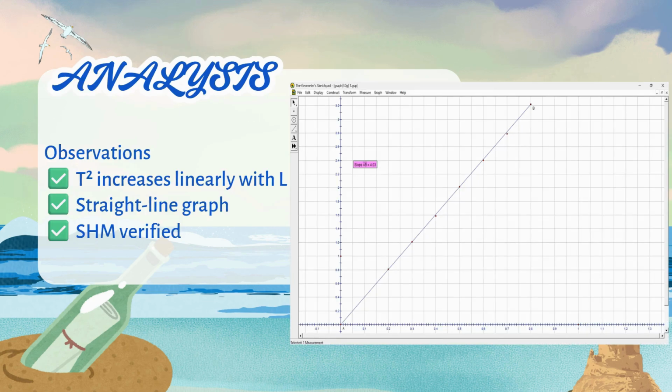From the graphs, we can clearly observe a linear relationship between T squared and the pendulum length. As the pendulum becomes longer, the oscillation period increases. This agrees with the theoretical equation that predicts T squared is directly proportional to the length. The straight line graph therefore confirms that the pendulum follows simple harmonic motion (SHM) under the small angle approximation.